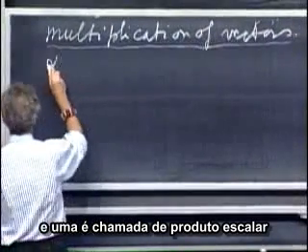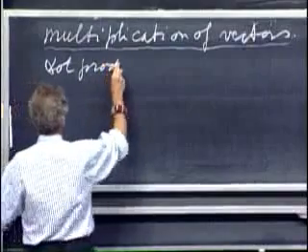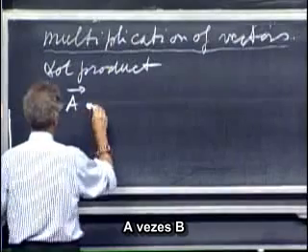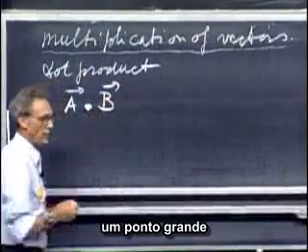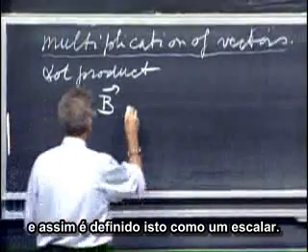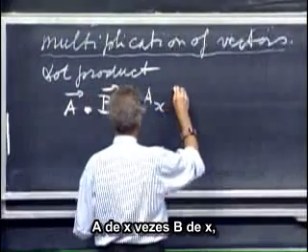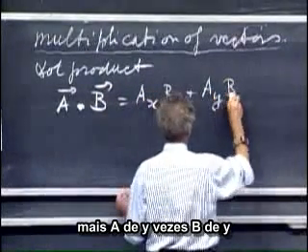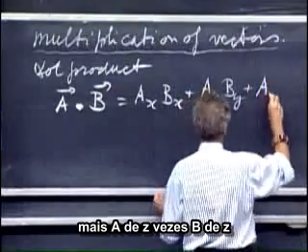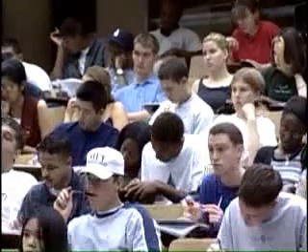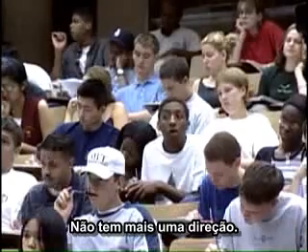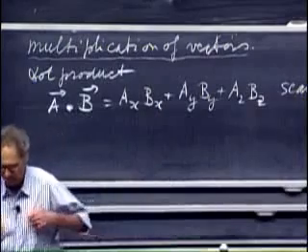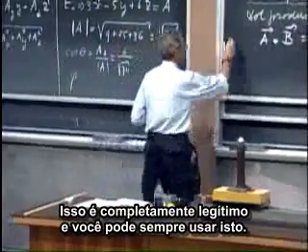And one is called the dot product, often also called the scalar product. A dot B, a fat dot. And that's defined as it is a scalar, A of x times B of x, just a number, plus A of y times B of y, that's another number, plus A of z times B of z, that's another number. It is a scalar. Has no longer a direction. That is the dot product. So that's method number one. That's completely legitimate, and you can always use that.